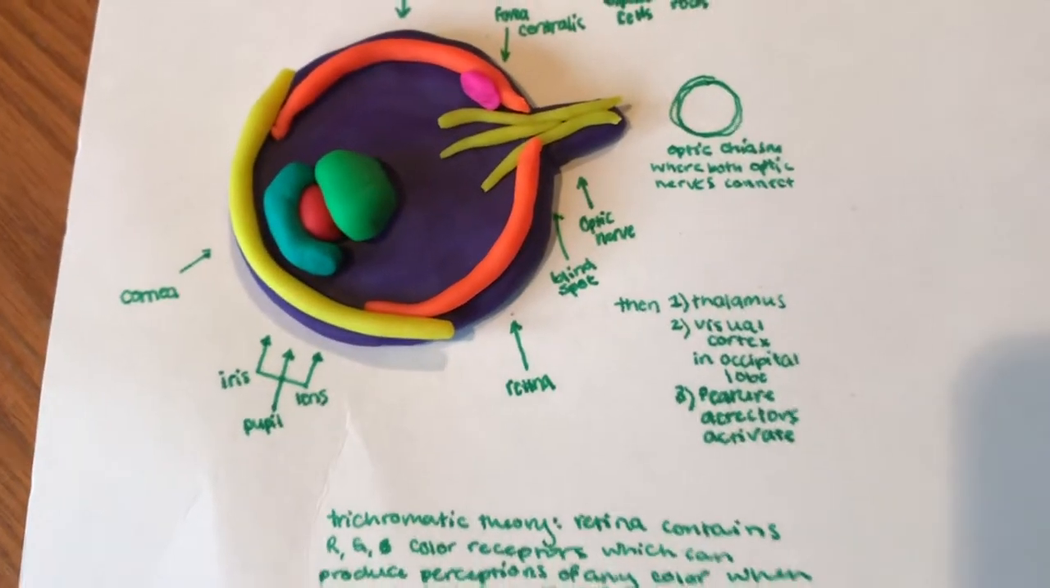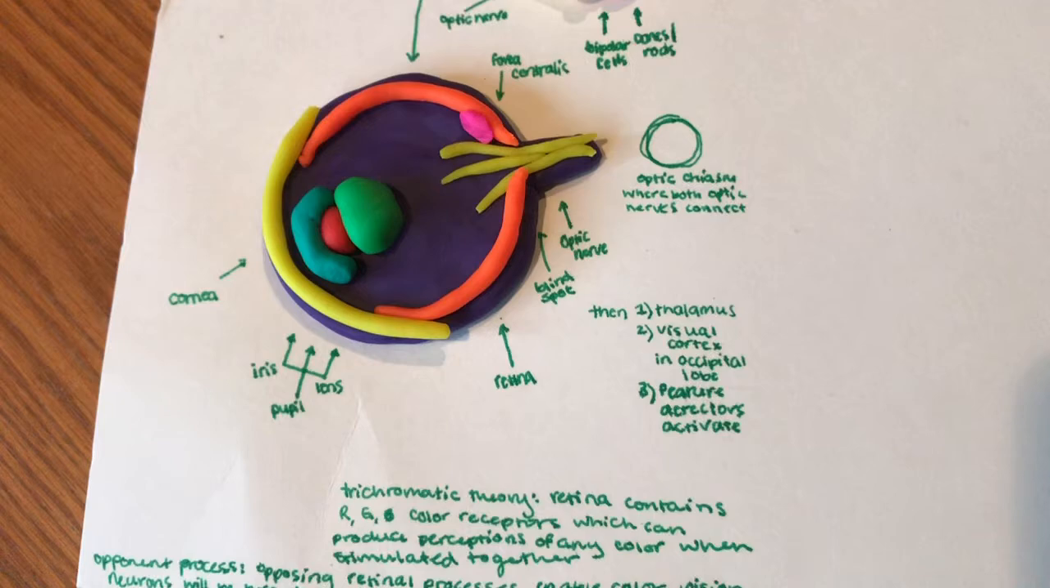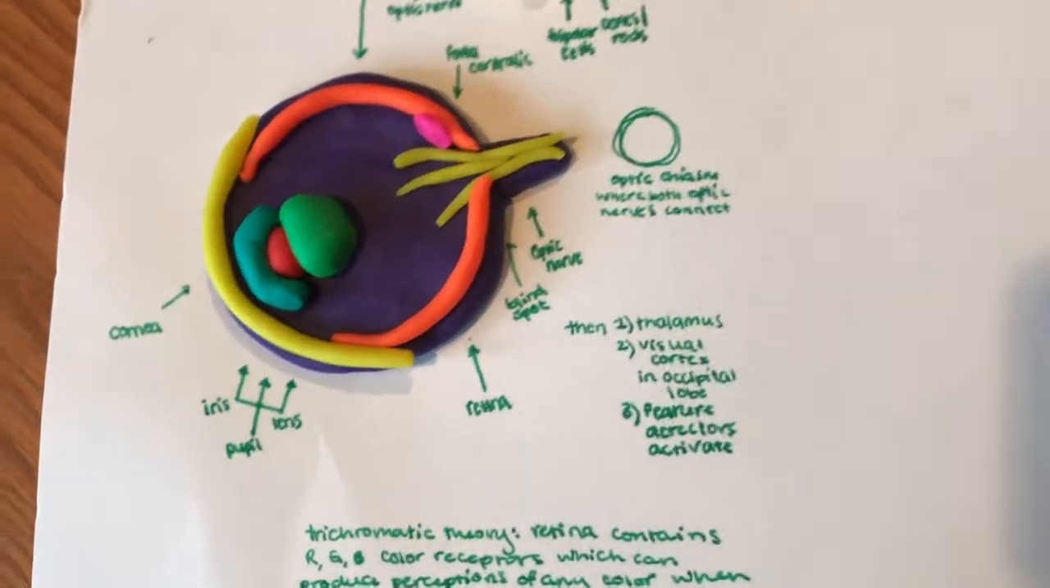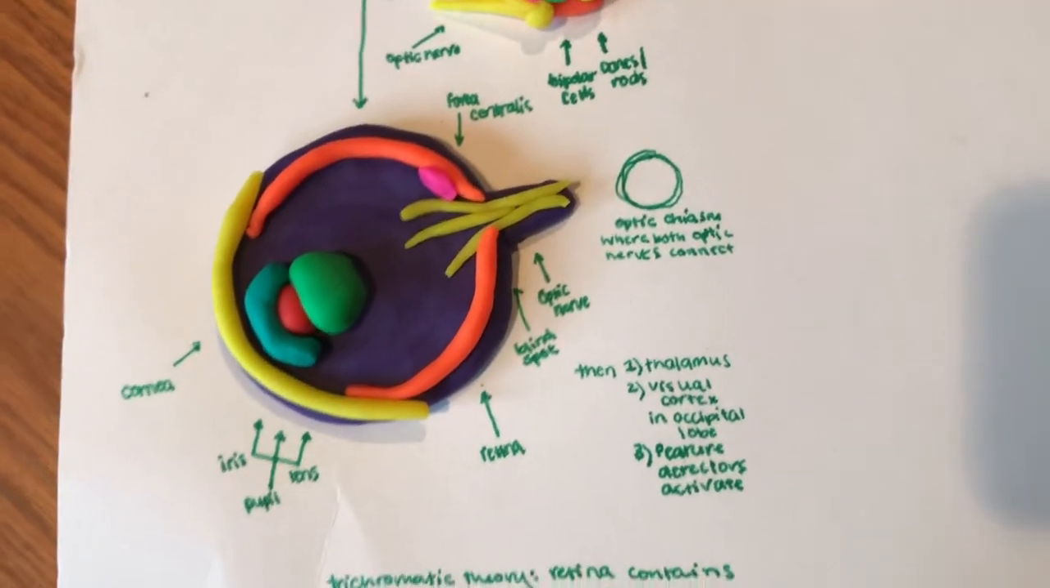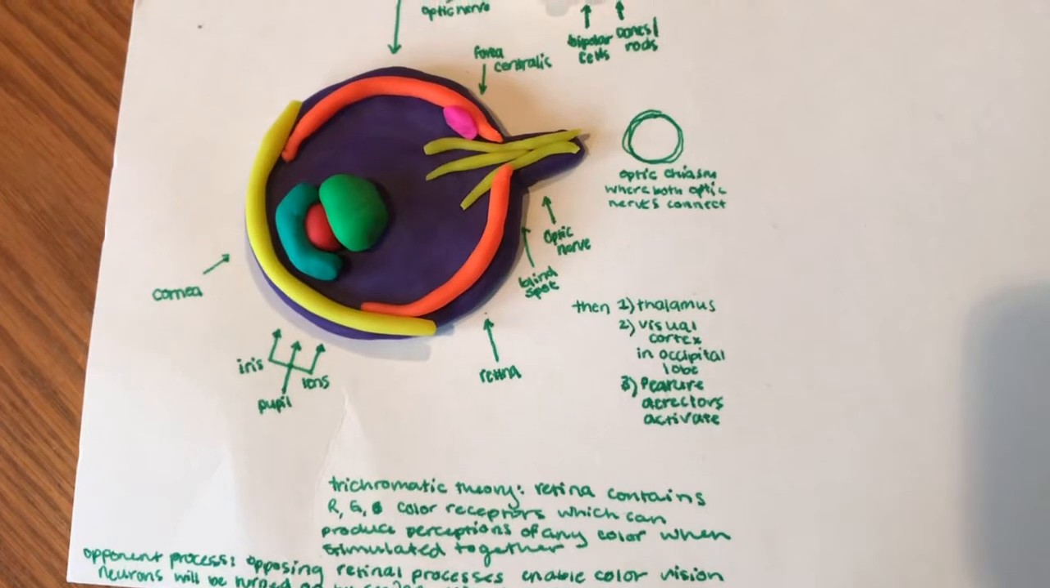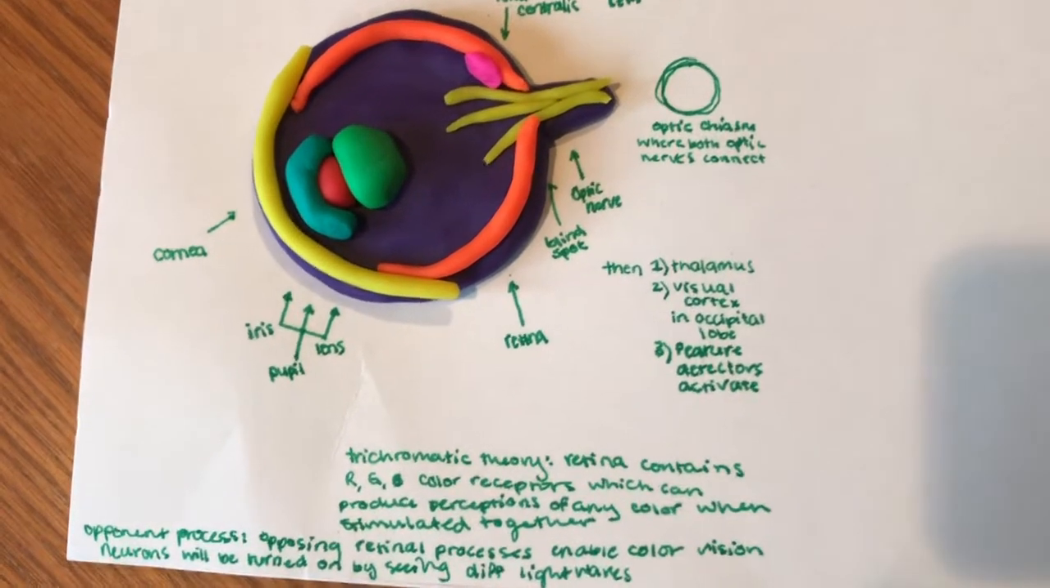And then the trichromatic theory is the idea where the retina has red, green, and blue color receptors, which produce a perception of an image when they're all stimulated at the same time.